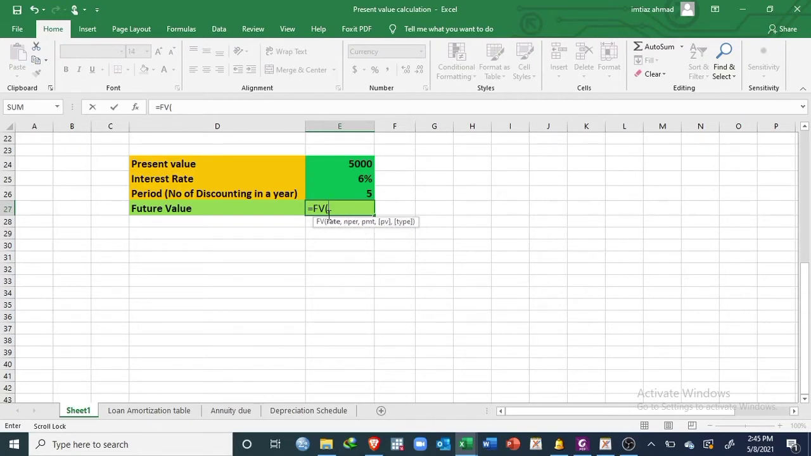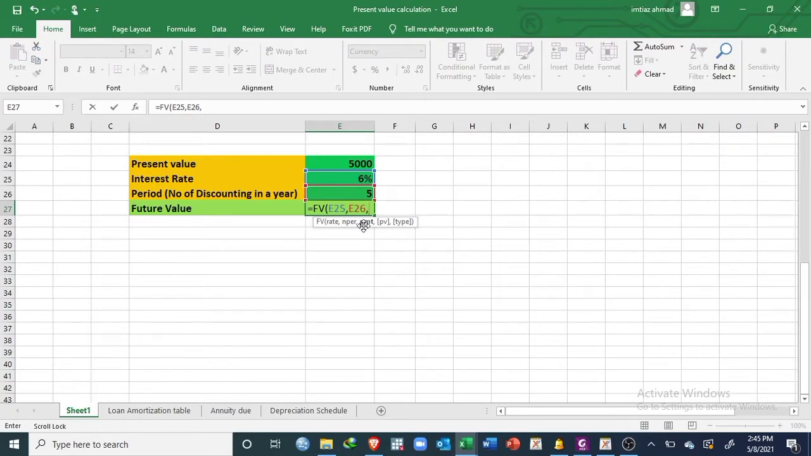Select the rate cells first of all, that is 6%. Put the comma. Then number of period is required by this formula. Select the number of periods. Then again put the comma.